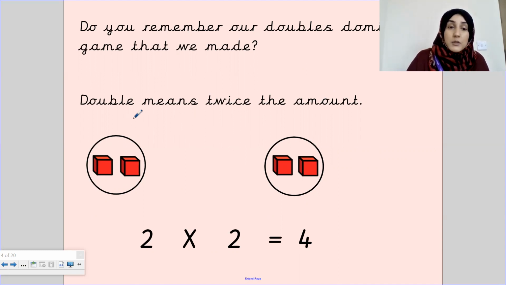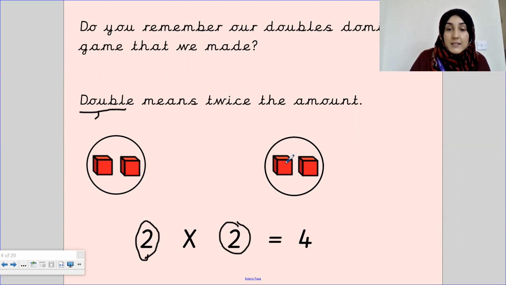So double means twice as many or twice the amount. So underneath we have 2. We have 2 groups multiplied by 2 objects in each group, which equals 4. And we can double check that because there's 2 groups here and they've got 2 dots, 2 cubes in each group. And if we add them together, 1, 2, 3, 4. So 2 multiplied by 2 indeed equals 4. Okay.